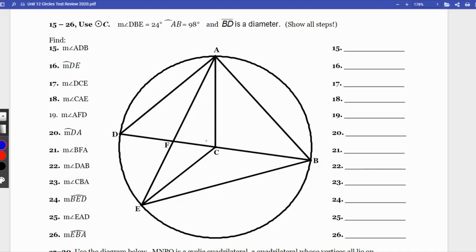The measure of angle DBE is 24 degrees. And this is an inscribed angle over here with this arc DE as an intercepted arc. So if DBE is 24, then this arc must be double that, 48 degrees. And if this intercepted arc is 48 degrees, then this angle in here, angle DCE, must also be 48 degrees.